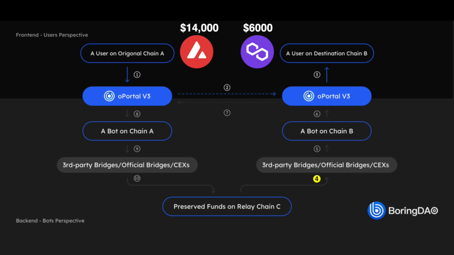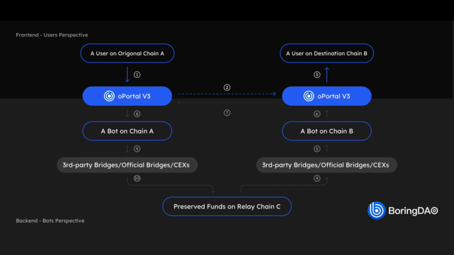In step 4, what happens is that the preserved funds on Relay Chain C will send 4,000 USDT to the Polygon side to replenish it back to 10K. This process will be accomplished by the MM bot, the market management bot, as described earlier in steps 5 and 6. In steps 7 through 10, that USDT is sent back through the oPortal to the Avalanche side, which reduces the amount back to 10K on the Avalanche side, and the MM bot will send that back to the preserved funds pool. As you can see now, the pools are now balanced, 10K and 10K.